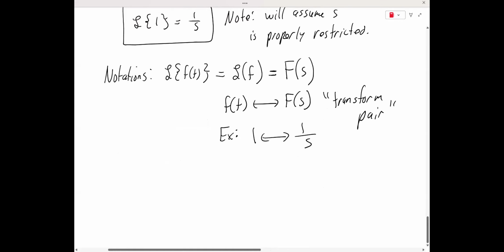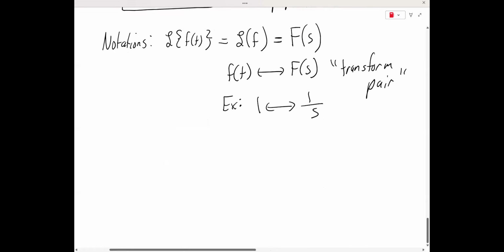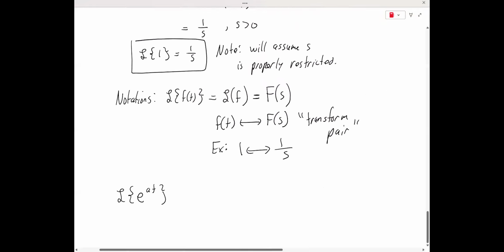Let's see. Let's try this one here. Find the Laplace of, let's say, e to the at. And by the way, we're going to make a little catalog here as we go. I'll put these in boxes as we go. So the Laplace of 1 is 1 over s. So we're going to make a catalog here as we go of this. So let's try this one now. Laplace of e to the at.